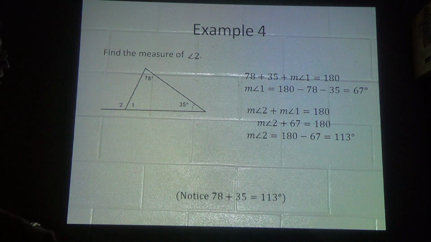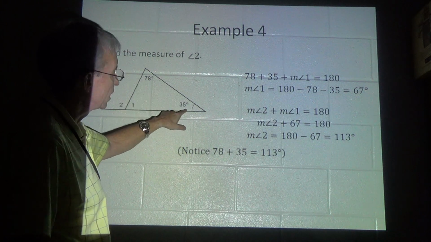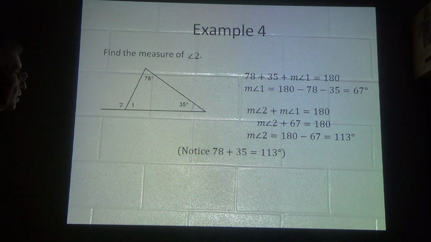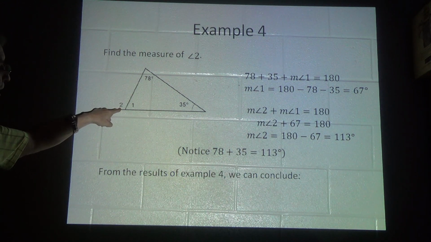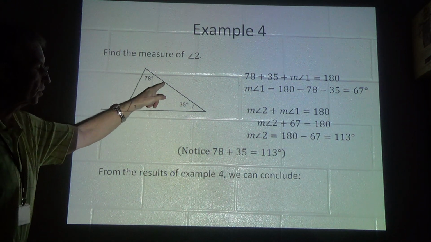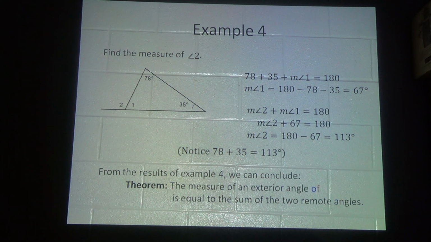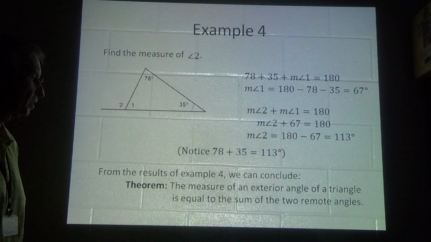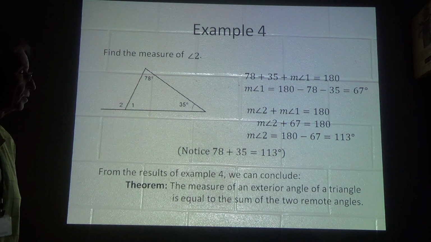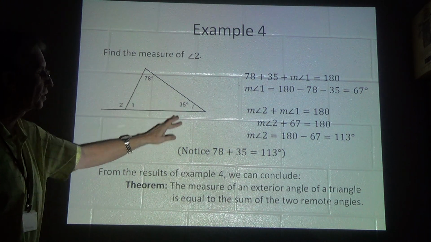Okay, notice that the 78 and the 35, these two angles right here added together also come up to 113. So one of the theorems that we have is that the exterior angle is always equal to the two angles inside the triangle that it does not touch. So that's what it's saying here. The measure of an exterior angle of a triangle is equal to the sum of the two remote angles. The two remote ones are the two that it does not touch.